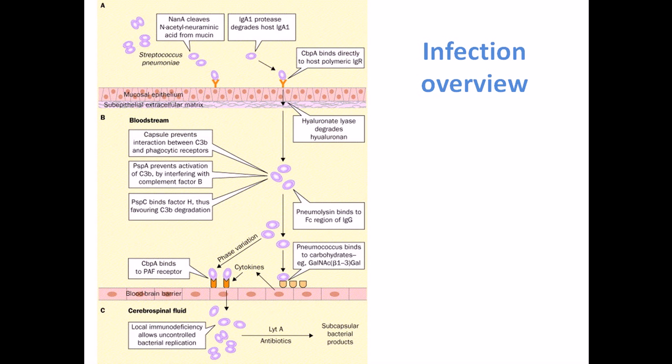They are also producing hyaluronate lyase. This hyaluronate lyase is going to break down the hyaluronic acid that is present in the tissue lining of the subepithelial extracellular matrix. So the subepithelial extracellular matrix is broken down due to the secretion of this molecule. This bacteria also produces a very important mediator called pneumolysin. Now this pneumolysin can bind to the Fc region of the IgG antibody, and it kind of cleaves those IgG antibodies.